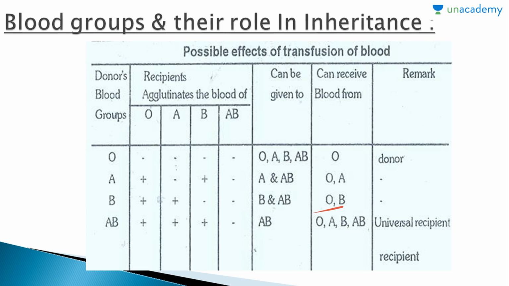Now AB, it agglutinates the blood of O, A and B all, and thus it can be given only to the AB blood group, and it can receive blood from O, A, B and AB. So it is a universal recipient.